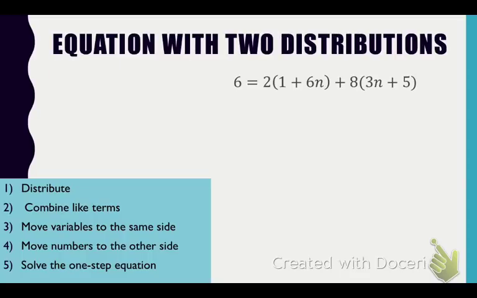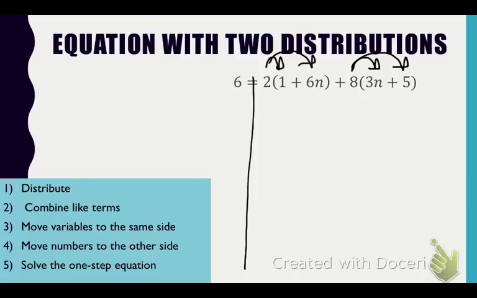Alright, so now we're going to do equations with 2 distributions, but variables only on one side. Okay, it looks like a lot, but it really isn't. So first thing I need to do is distribute everything. So this 2 is going to be distributed to everything inside the parentheses, and the 8 is going to be as well.